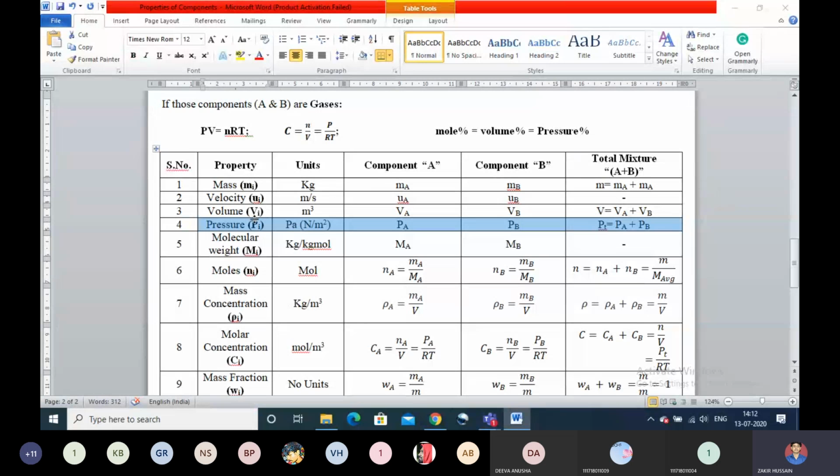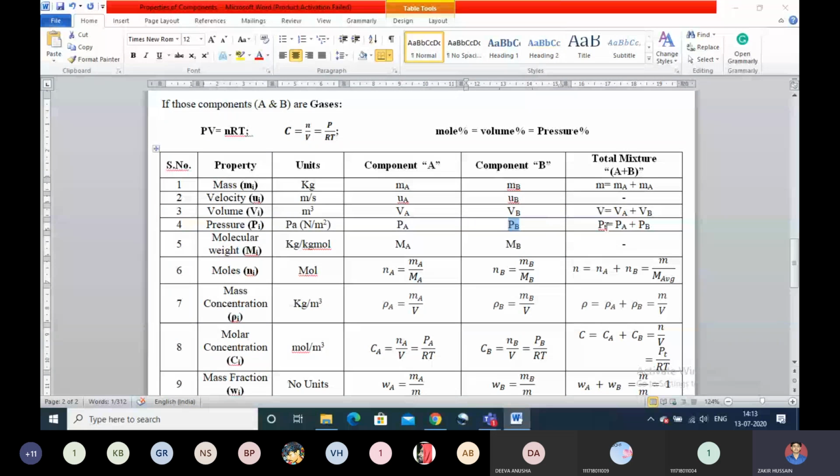So this is how pressure is measured. Pressure is denoted by capital P, with subscript i for the ith component. It is measured in the units of Pascal, which is nothing but Newton per meter square, that is, force per unit area, which is the pressure unit. For component A, it is denoted as capital P subscript capital A. For component B, it is denoted as capital P subscript capital B.